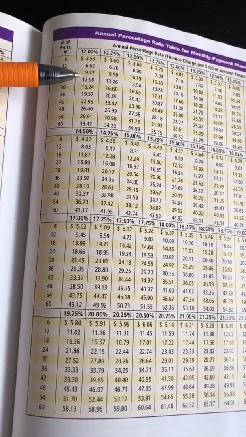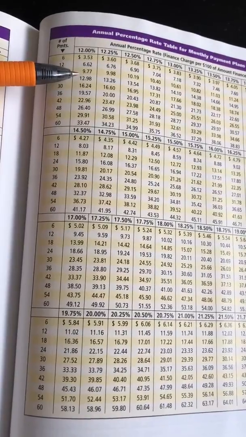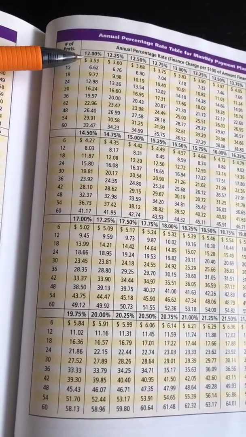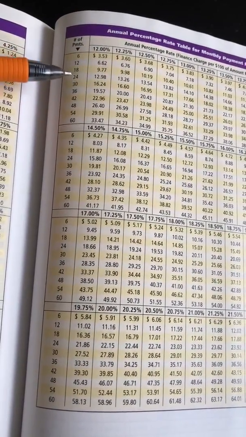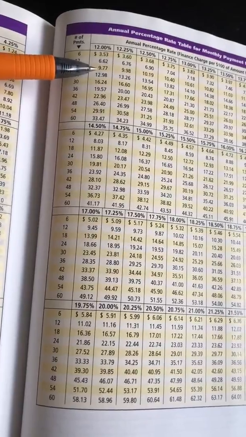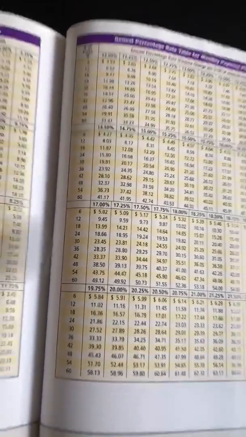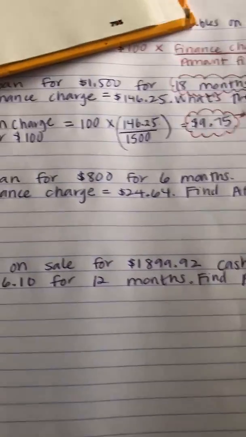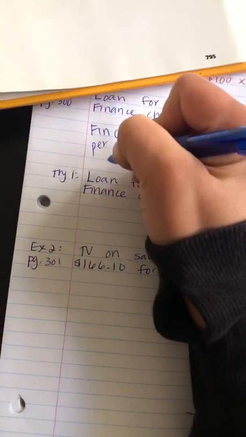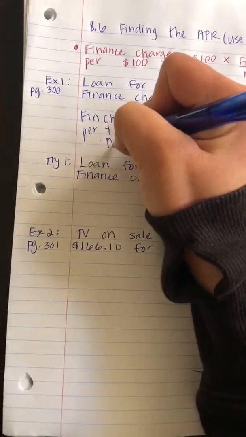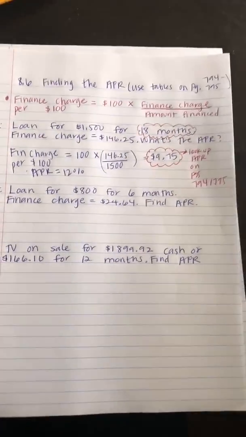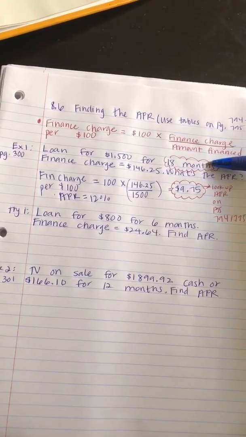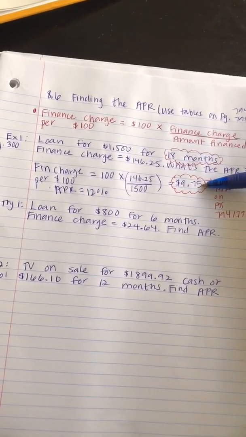So that would be 9.77. That would be the closest one to 9.75. And then if you go up, it gives you the APR, which is 12%. So I use the 18 months and the 9.75, but I got the closest one, and then 12%. So the APR is 12%. So that's what I'm going to put here. And again, I got that by looking up the 18 months and the 9.75.